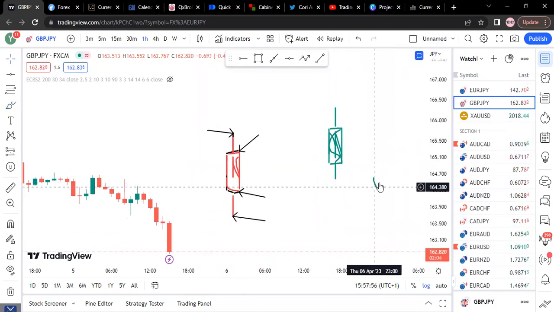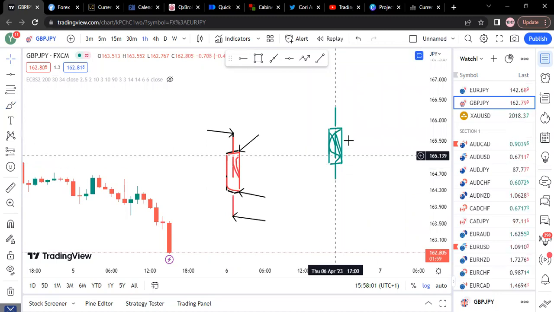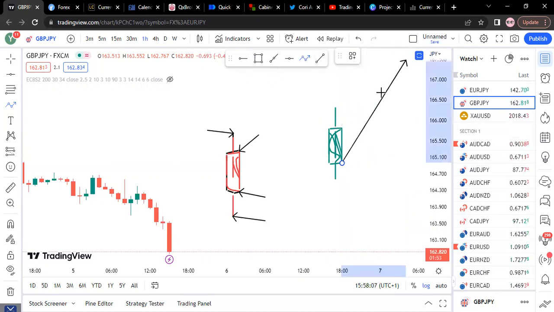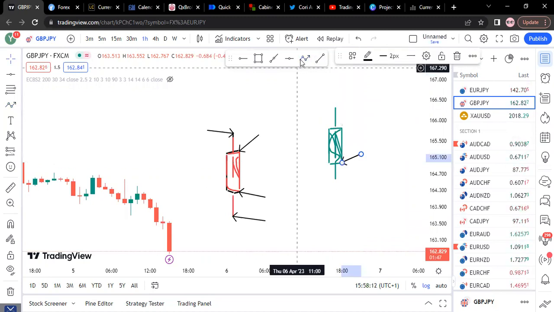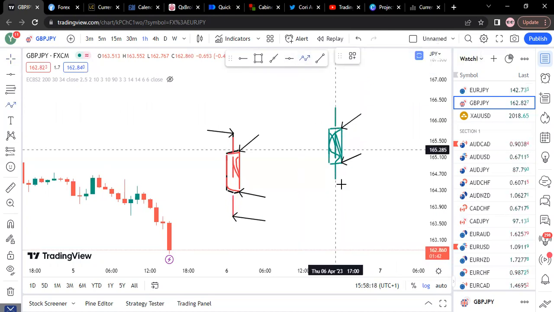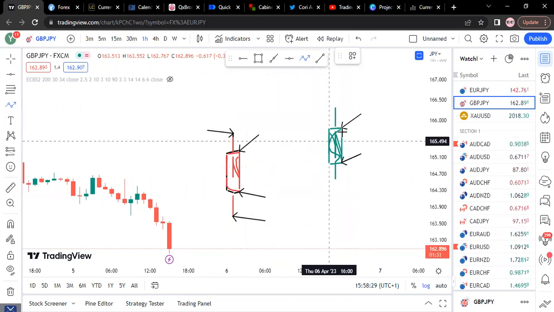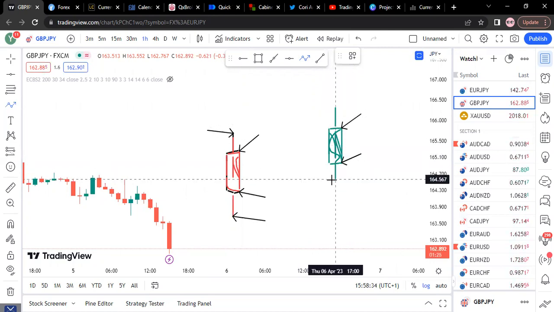So you have this to be the open of this candle. This is the open of this candle. This is the close of this candle. You need to take note of the open and the close of each candle. The open of a bearish candle is actually at the top, where it closes at the bottom. But the open of a bullish candle, which is a green candle, is actually at the bottom and then closes at the top, right?